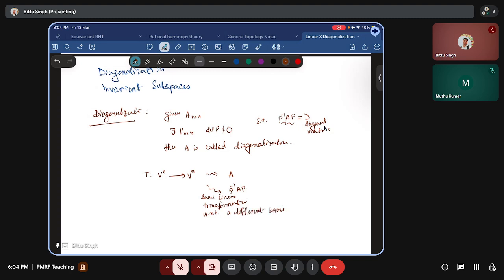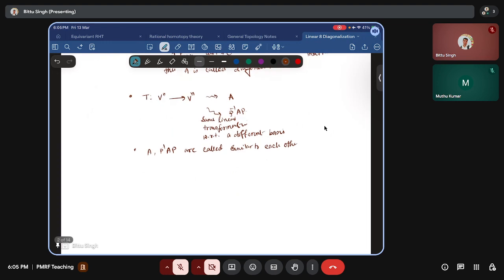Okay, so note those two, A and P inverse AP, represent the same transformation. That's why they are called similar matrices. A and P inverse AP are called similar to each other.